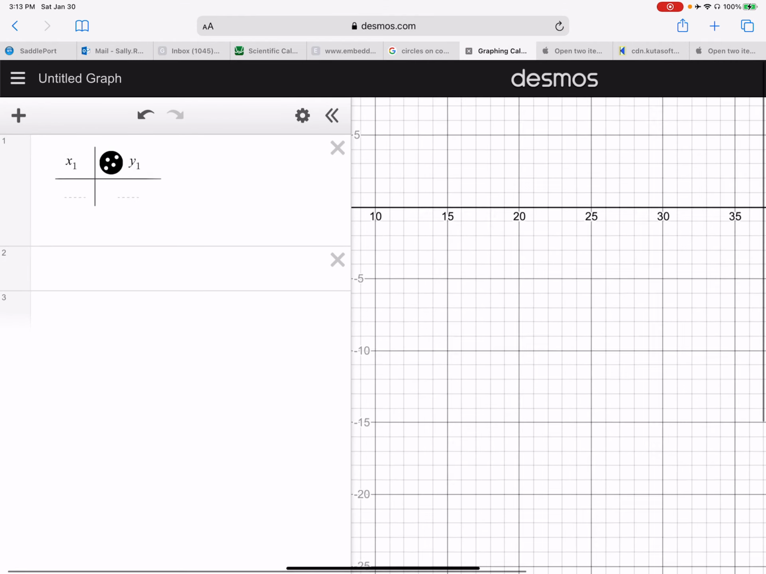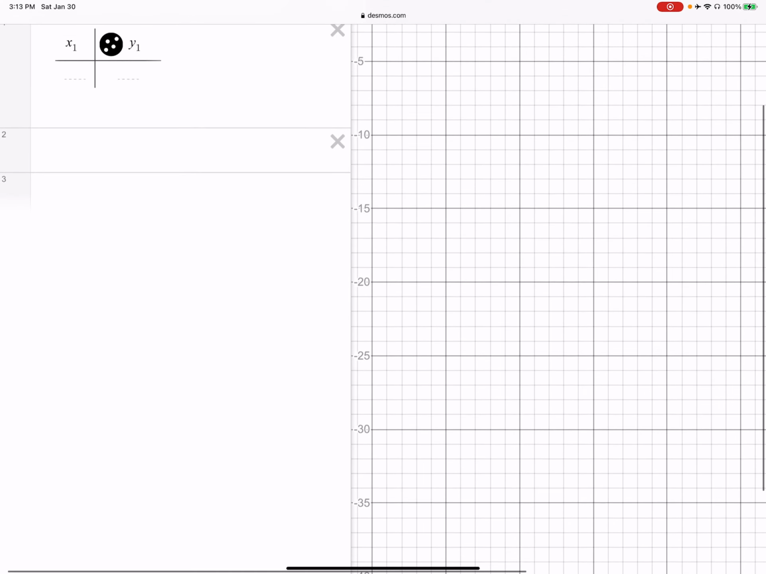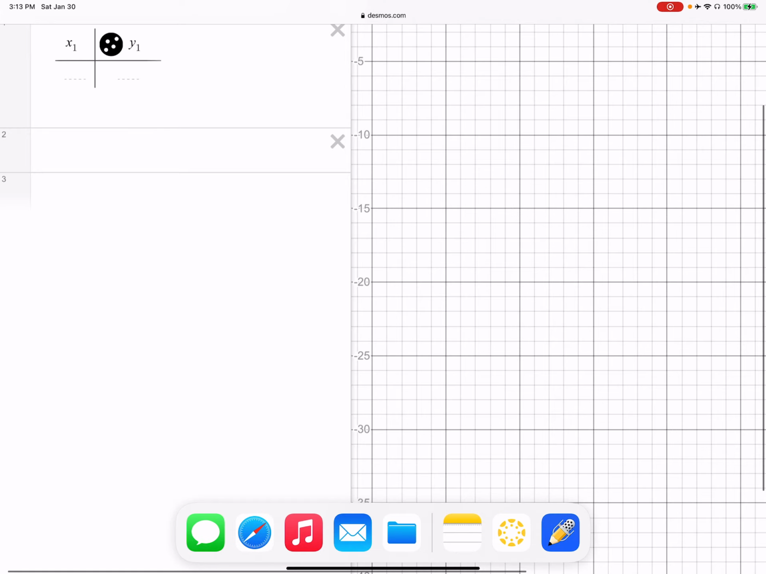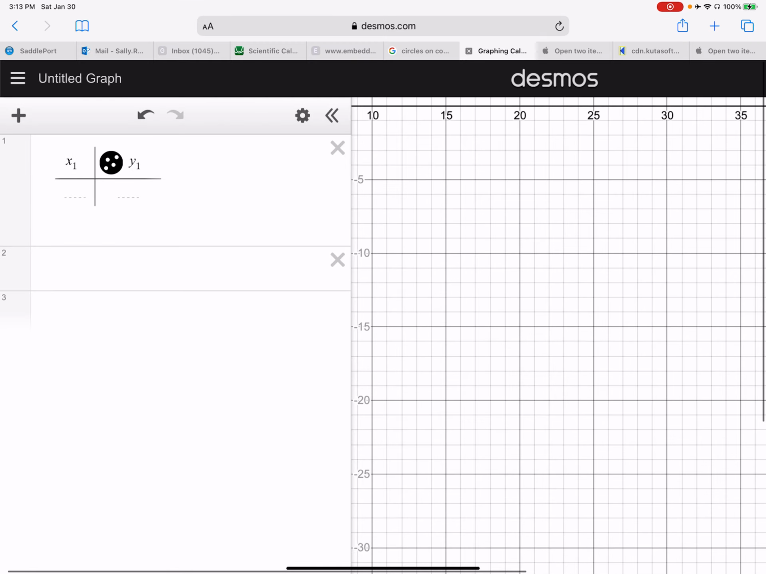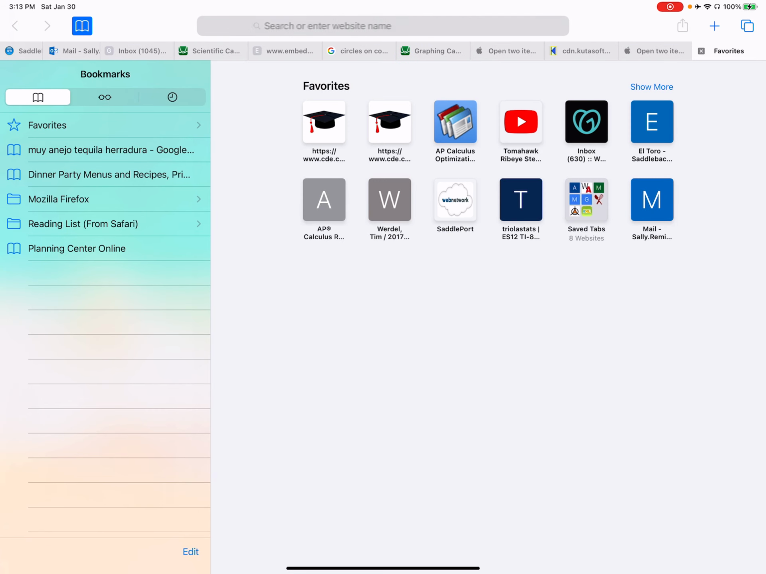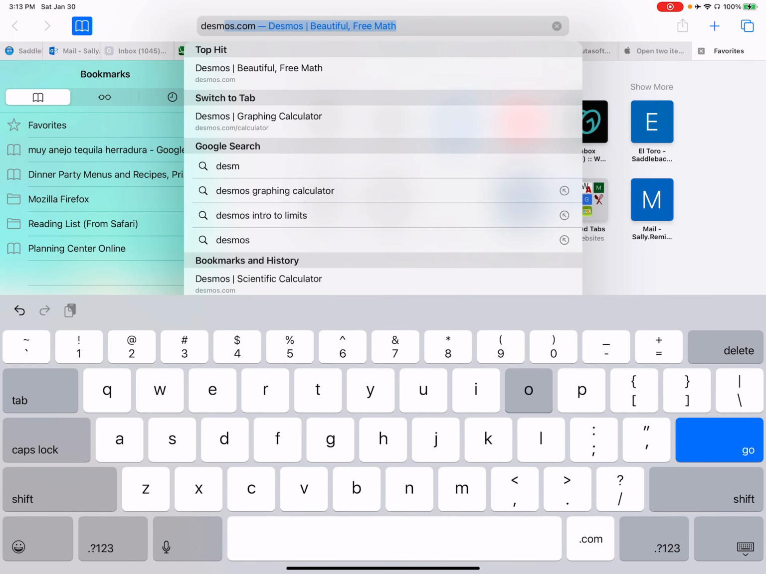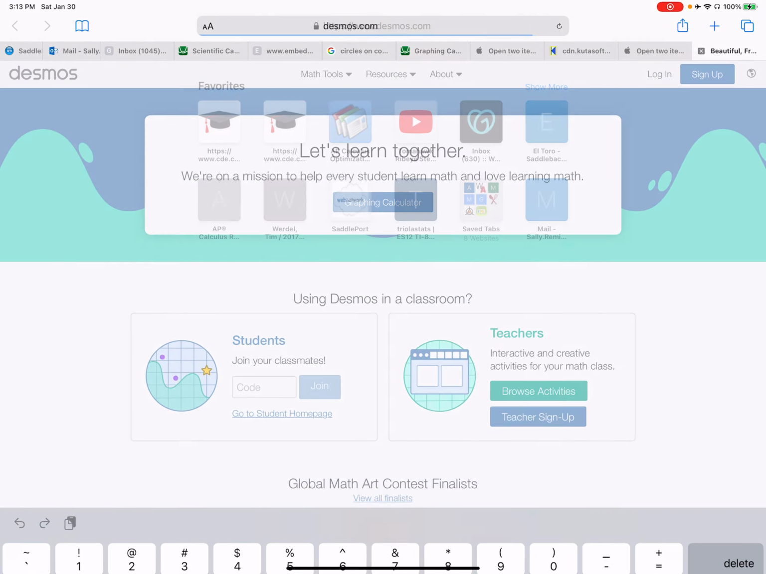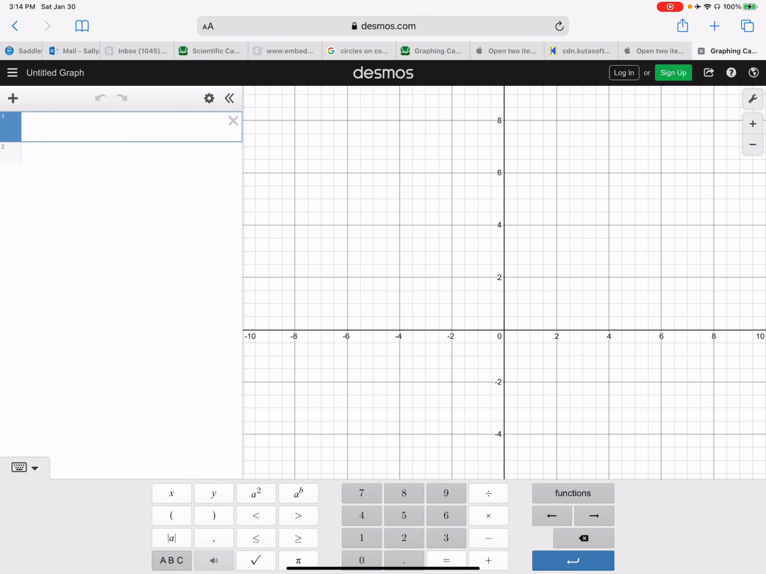I'm going to move this over for a second. And I lost my table. All right, so I am going to just enter Desmos again. Graphing calculator. There's my table. I wasn't sure how to get it back up.